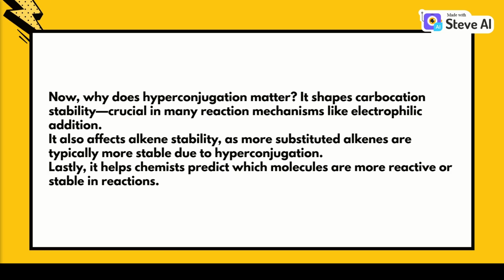Now, why does hyperconjugation matter? It shapes carbocation stability, crucial in many reaction mechanisms like electrophilic addition. It also affects alkene stability, as more substituted alkenes are typically more stable due to hyperconjugation. Lastly, it helps chemists predict which molecules are more reactive or stable in reactions.